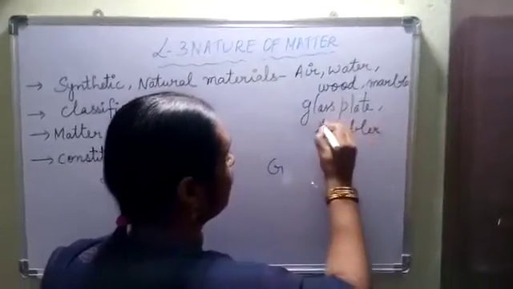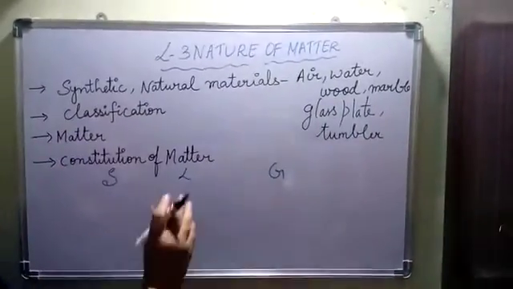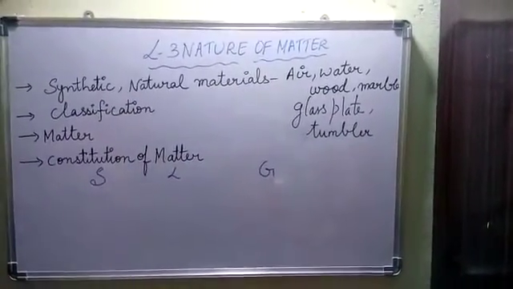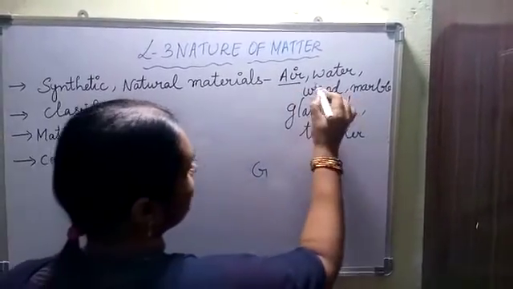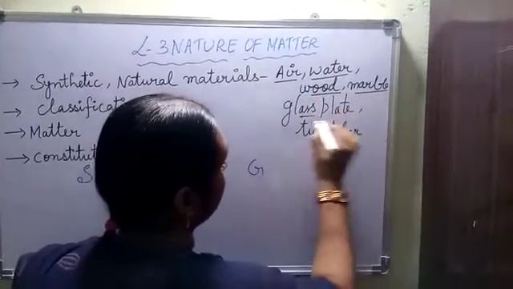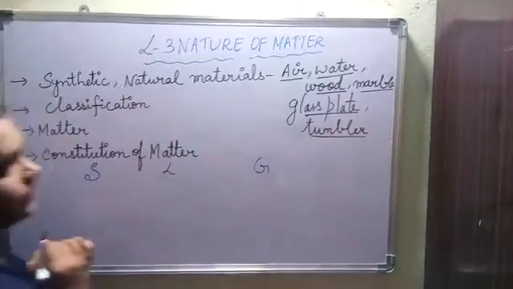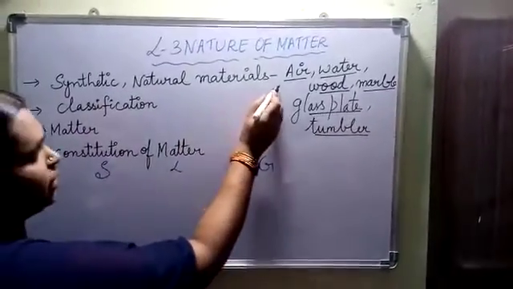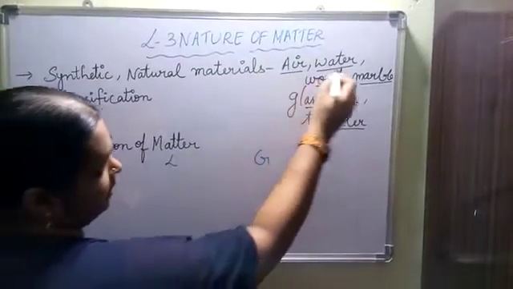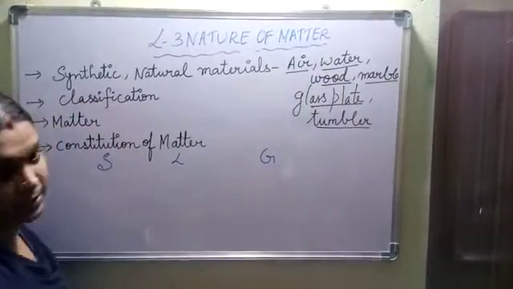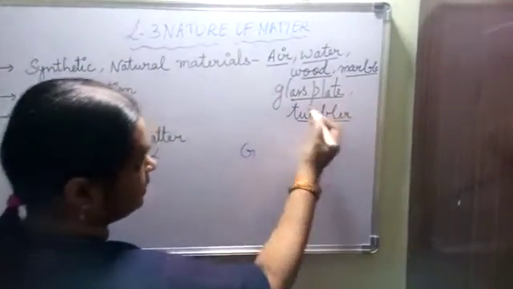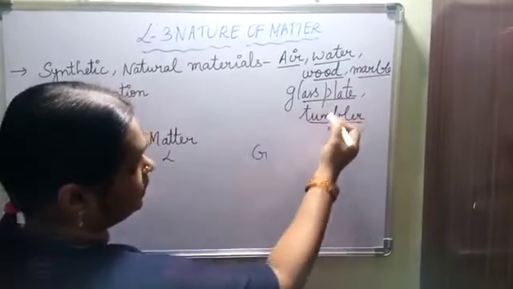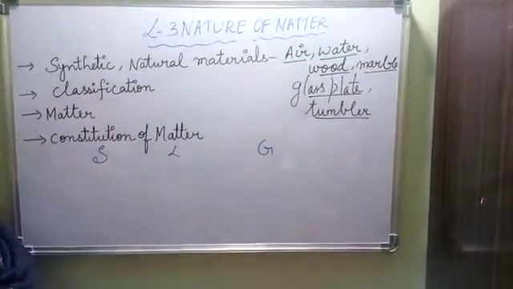So, how can you say all this? You are grouping all these, right? Let us take them as materials. If you talk about air, air is a natural material. Water is a natural material. Wood we are obtaining from the plants. Marble, and even the glass plate, these are all man-made materials.